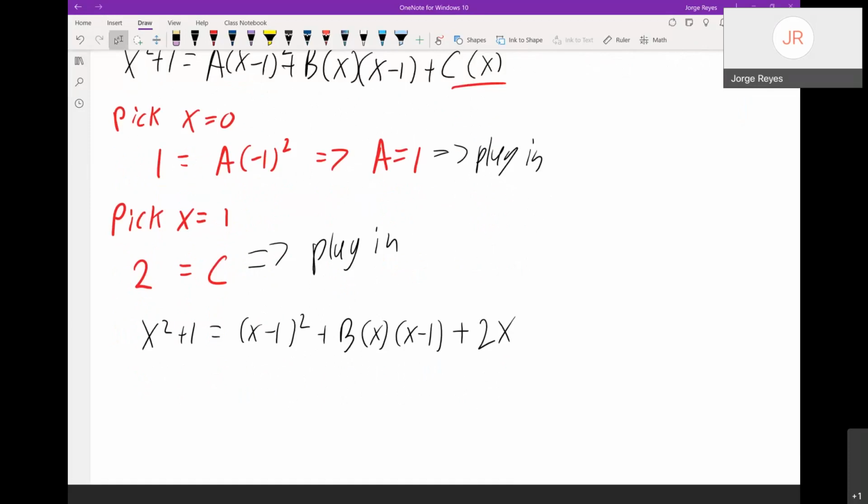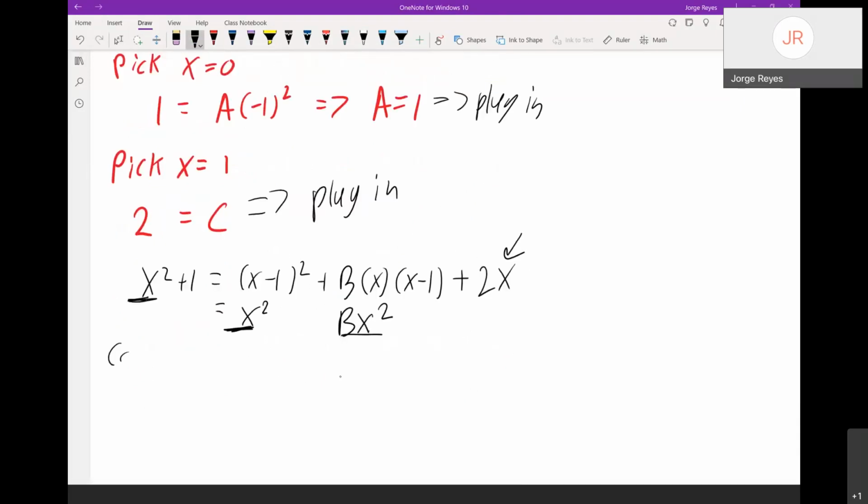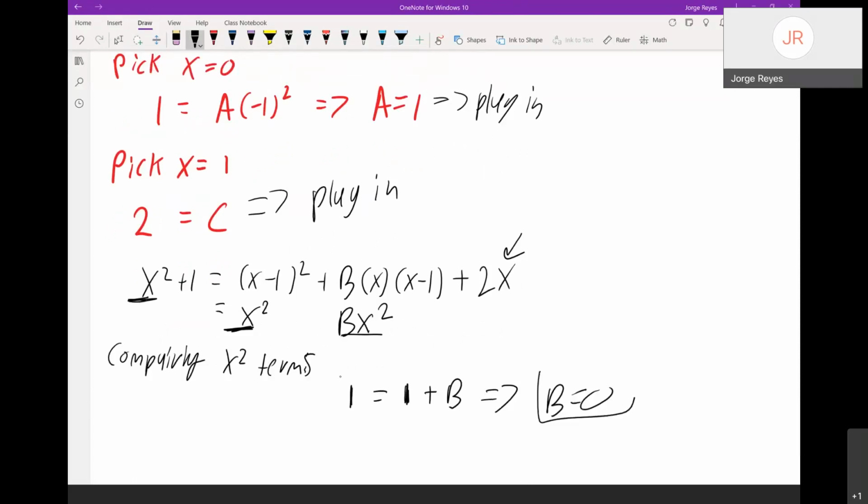Okay. Specifically, I'm going to solve for B by looking at the leading term. So right, we know that the leading term here is going to be x squared, and this one's going to be Bx squared, and this one doesn't even have an x squared power. So if we're just comparing x squared terms, we should have 1 equals 1 plus B, which means B equals 0. Okay. Alrighty then.